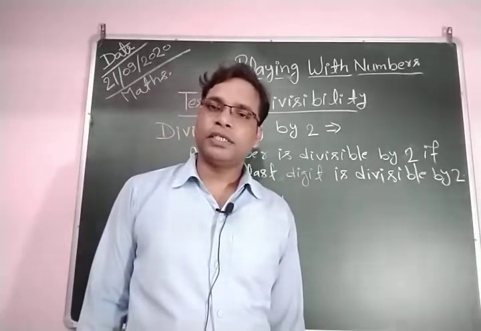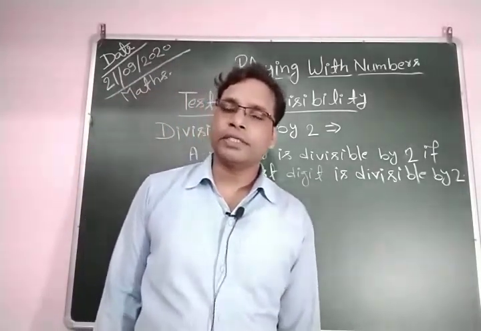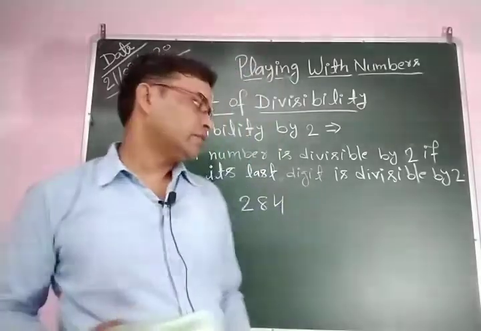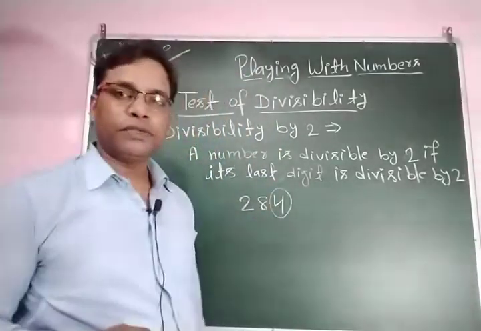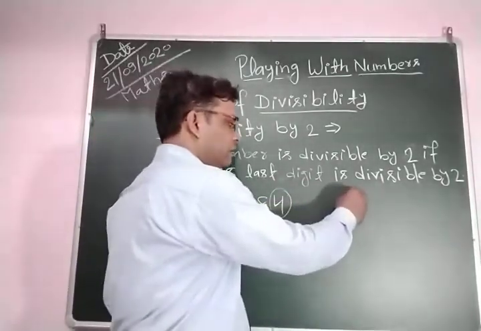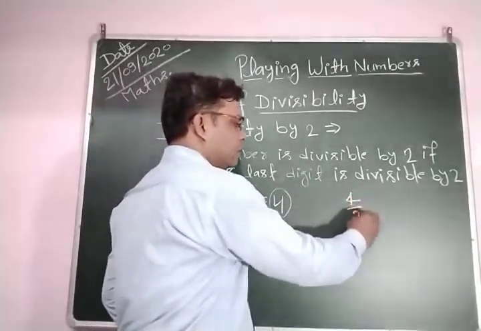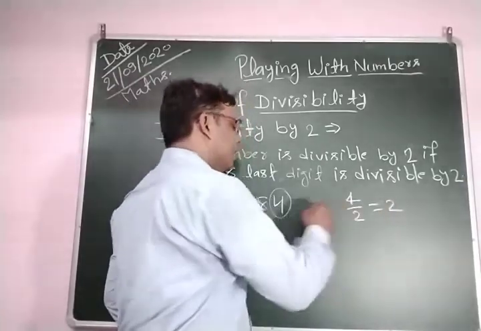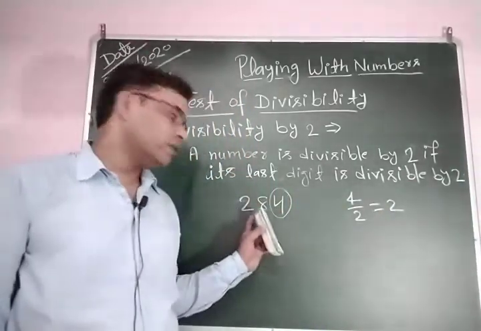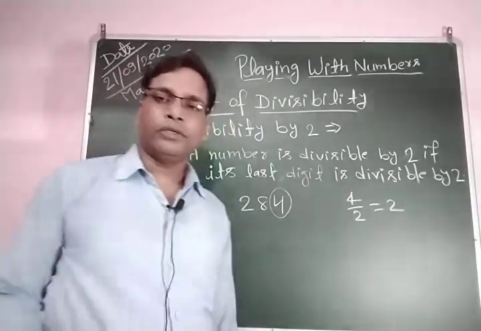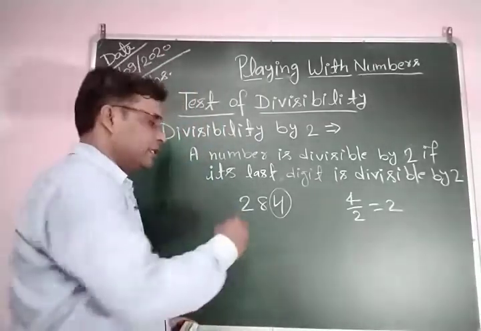If its last digit is divisible by 2, then we can say the whole number is divisible by 2. Here you can see the last digit is 4. First divide 4 by 2, then we obtain 2. It means that the last digit is divisible by 2, so the whole number 284 is also divisible by 2.